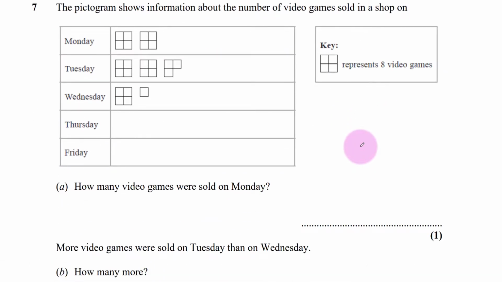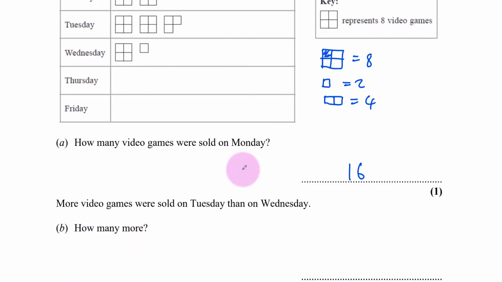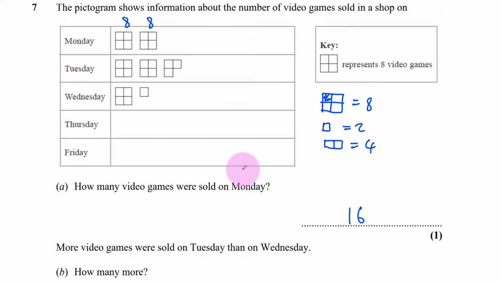Question 7, pictograms. Now this, so a square of 4 squares represents 8, equals 8. So you must recognise that one little square must be 2, that must be 4. How many video games were sold on Monday? Well, that's 8 and 8. Easy enough, that's 16. More video games were sold on Tuesday and then on Wednesday. How many more? Well, just work that out.